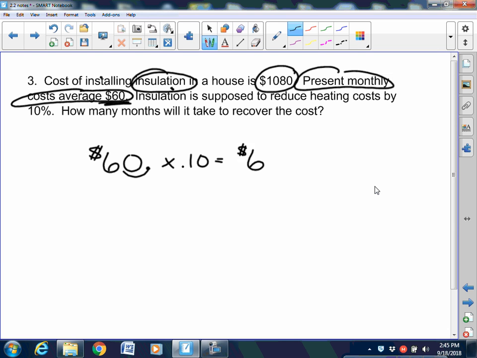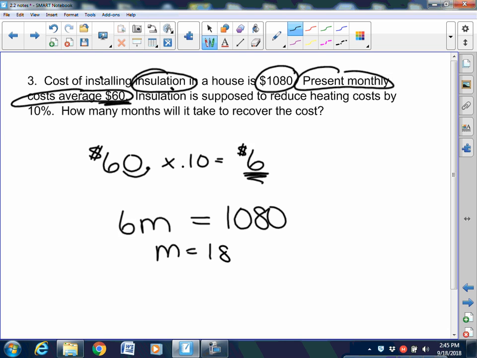So, how many months will it take me to reach my 1,080? I'm saving every month $6. That's not a lot, is it? So, don't you want to get to 1,080? And isn't there going to be a 6 here because you're saving $6 every month? And you're going to multiply it by what? How many months, M? How many months it's going to take you? And 1,080 divided by 6 is 180. M stands for 180 months, which ends up being 15 years.